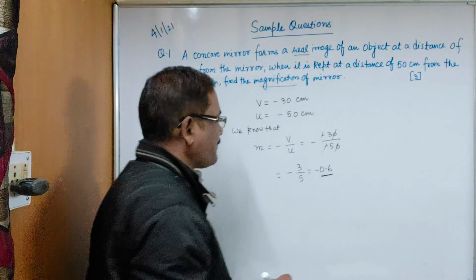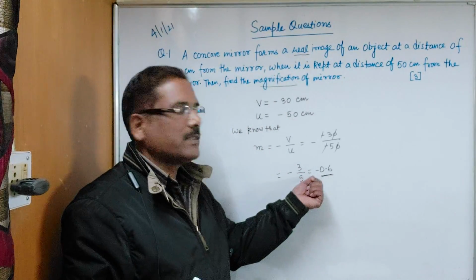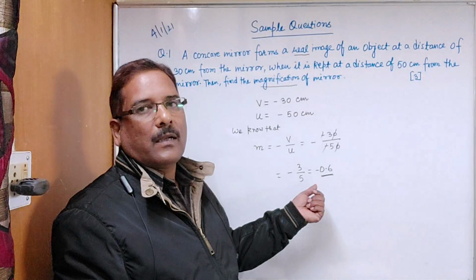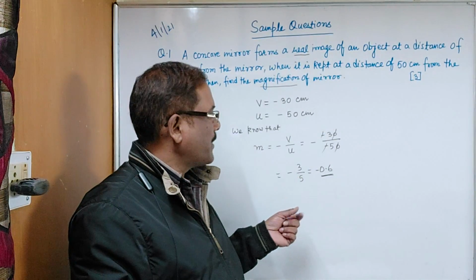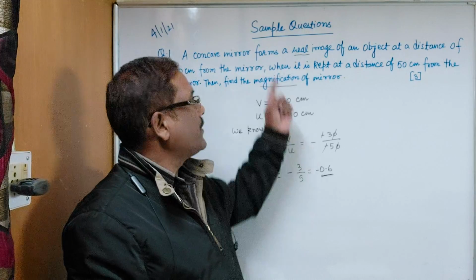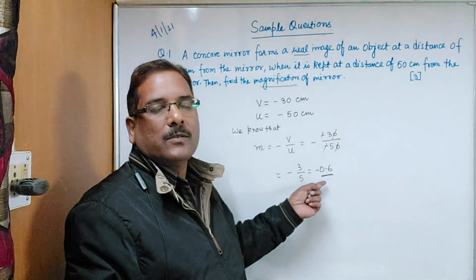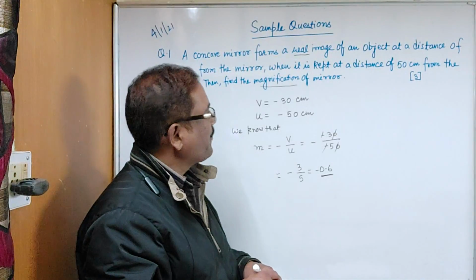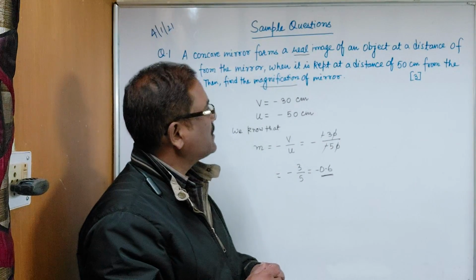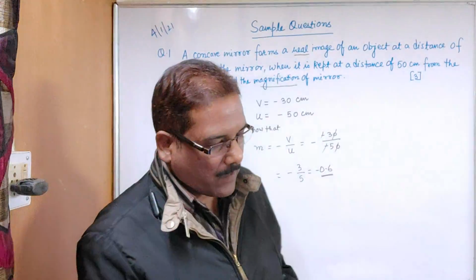It means there is a negative sign in magnification. It means image is formed below the principal axis, and it is correct because a real image is formed. So magnification is 0.6. So in this way you have to solve.